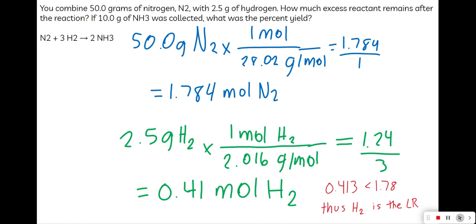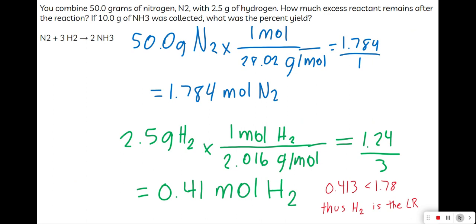Now I changed the background to white so you can easily see my math. But the first thing we're going to do is convert the N2 to moles. So we took our 50 grams of N2 and divided it by N2's molar mass. Nitrogen's molar mass is 14.01, but we have two. We have N2, so we have two nitrogens. So it's 28.02 grams per mole.